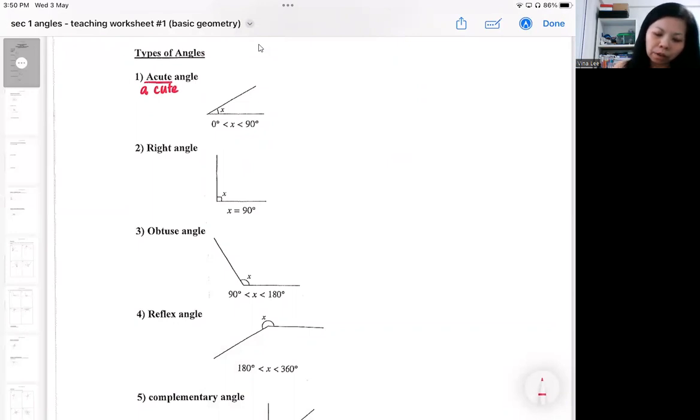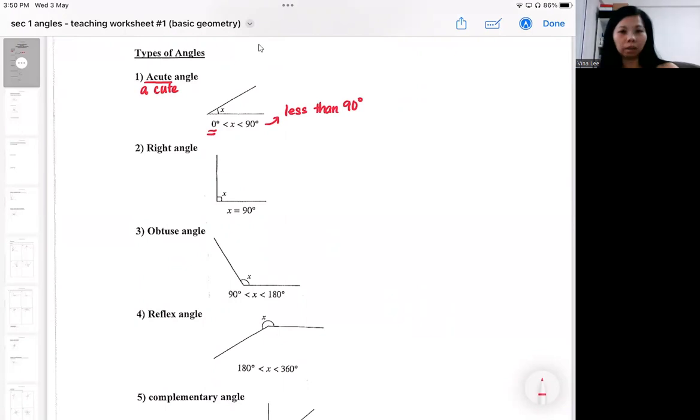What is the definition of an acute angle? The angle is less than 90 degrees, so it will be between 0 and 90. Essentially it has to be less than 90 degrees. If you have the protractor with you, you can visualize that 30 degrees is a very small angle, and 10 degrees, 20 degrees, all these are acute angles.